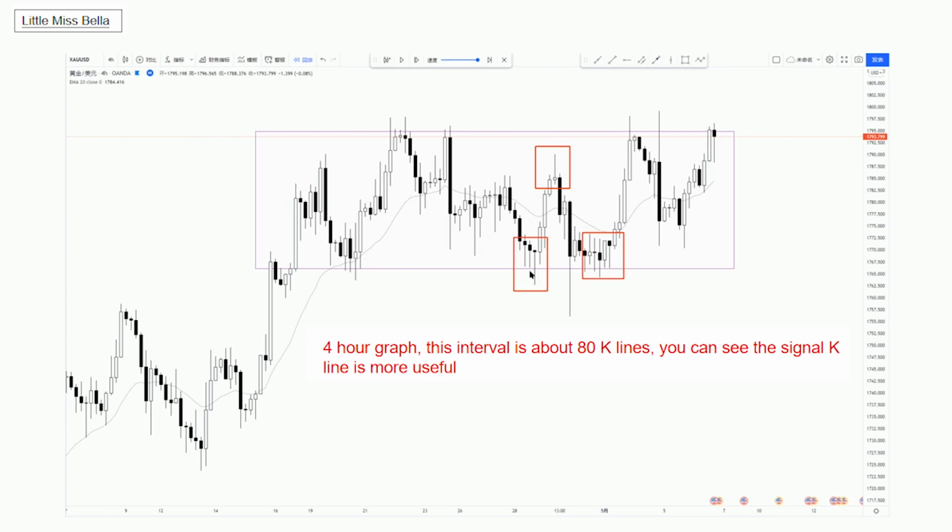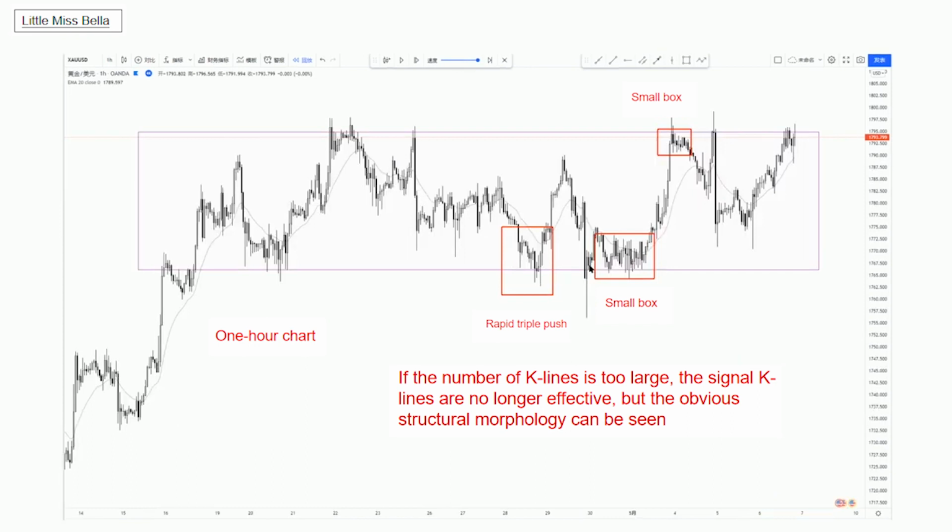Let me show you another example to give you a sense of the difference between the same shape, the same size, and different time periods. This is a 4-hour chart and this interval is about 80 K lines. In this case we can see that the signal K line is still useful, for example a single K line reversal or a proof of support like this, or there are more complicated K line patterns, but we won't go into them. We can see that the K line is useful here.